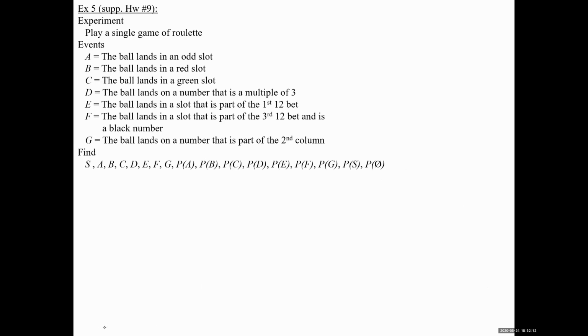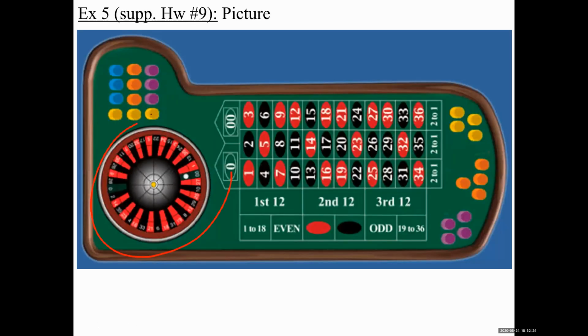Okay, here it says we're going to play a single game of roulette. Let me talk to you about roulette real quick. In roulette, there is a wheel, okay? And the wheel has 38 slots in it. Actually, I have a picture here. So there's a wheel. It's got 38 slots. And then there's this ball. You see this white ball over here.